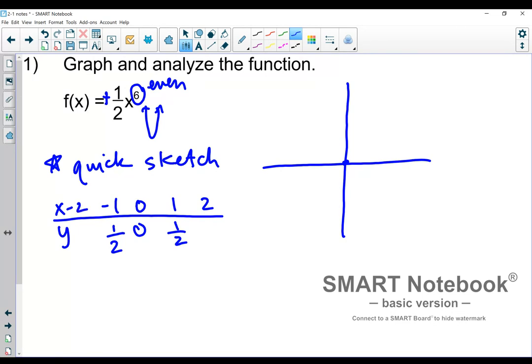Let's just try 2 and negative 2 for kicks. 2 to the 6th power: 2, 4, 8, 16, 32, that'd be 64. So 2 to the 6th would give me 64. Half of that is 32.